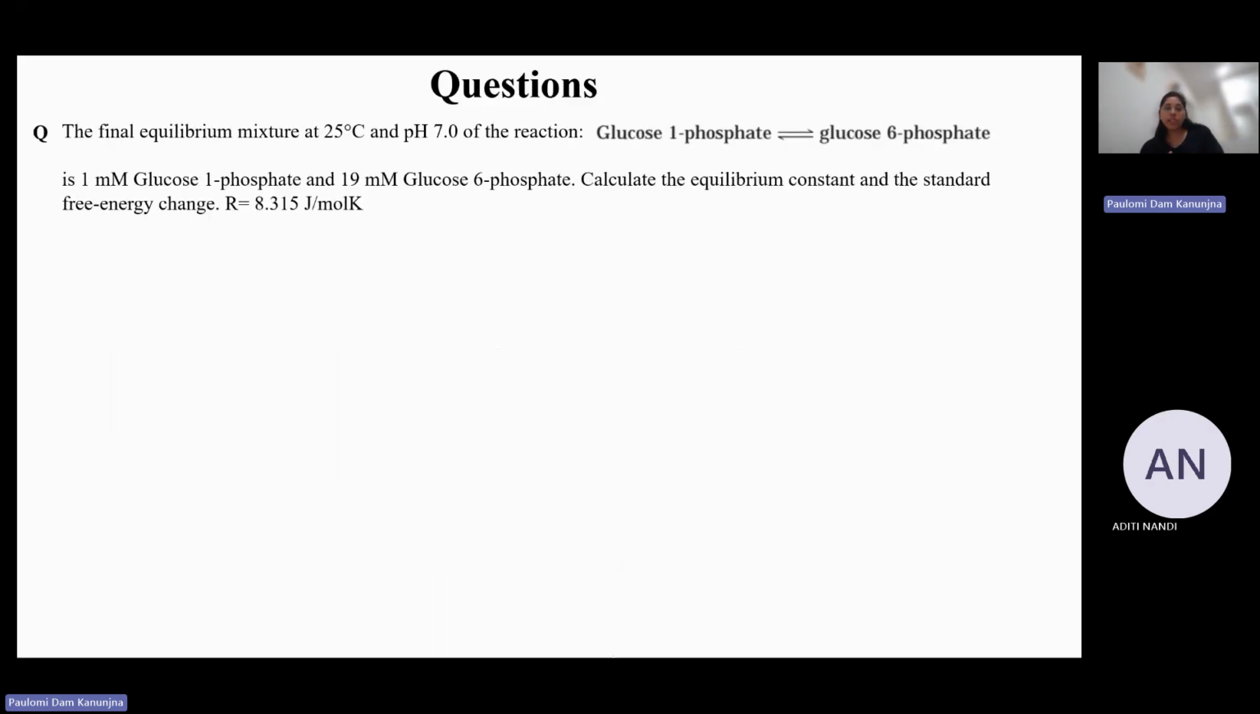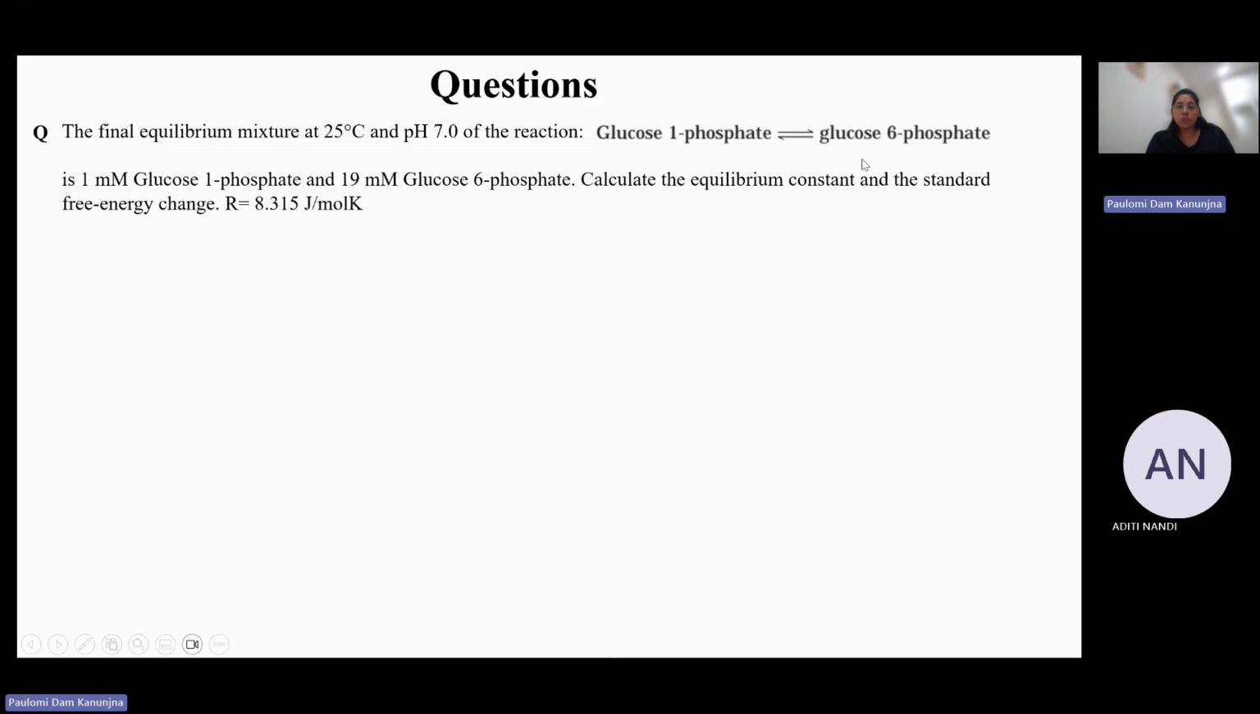Okay, so all this discussion brings us to a few numericals so that you get the concept much better. Let's look at the first numerical here. You have a final equilibrium mixture at 25 degrees centigrade, so temperature is given, and pH is given, so H plus concentration is also given. The reaction is glucose 1 phosphate becoming glucose 6 phosphate. The concentration of product and reactant is also given: 1 millimolar of your reactant, 19 millimolar of your product.